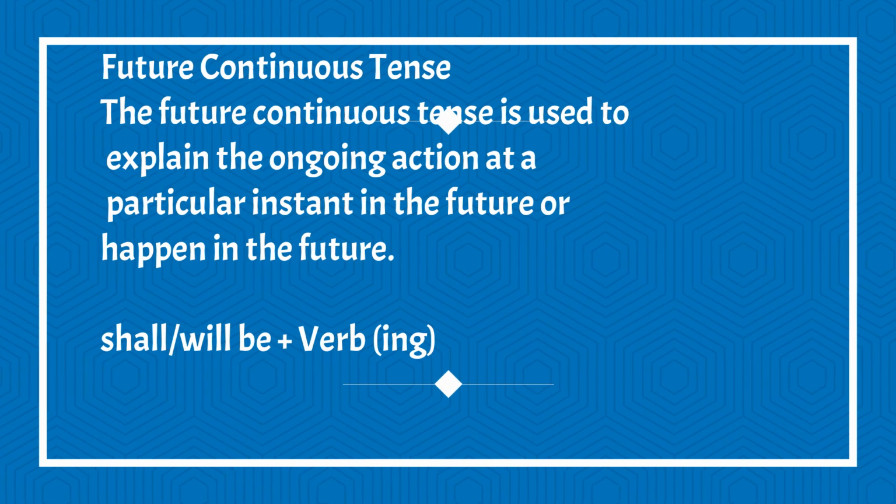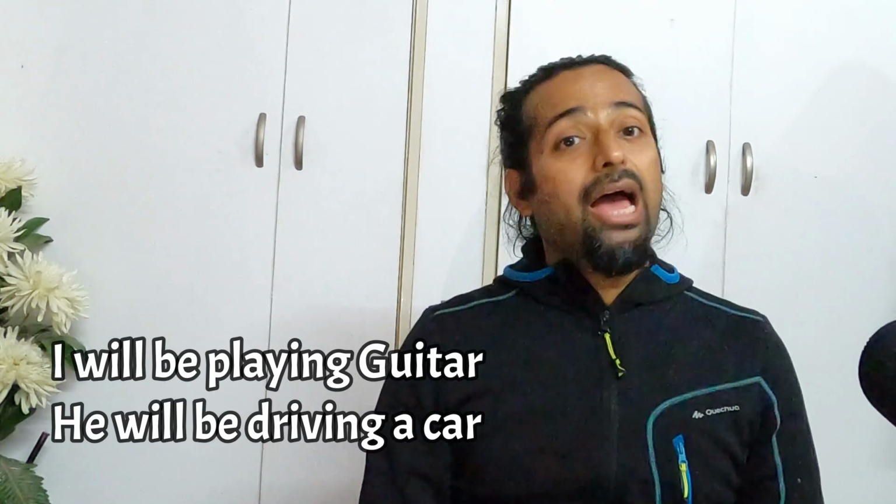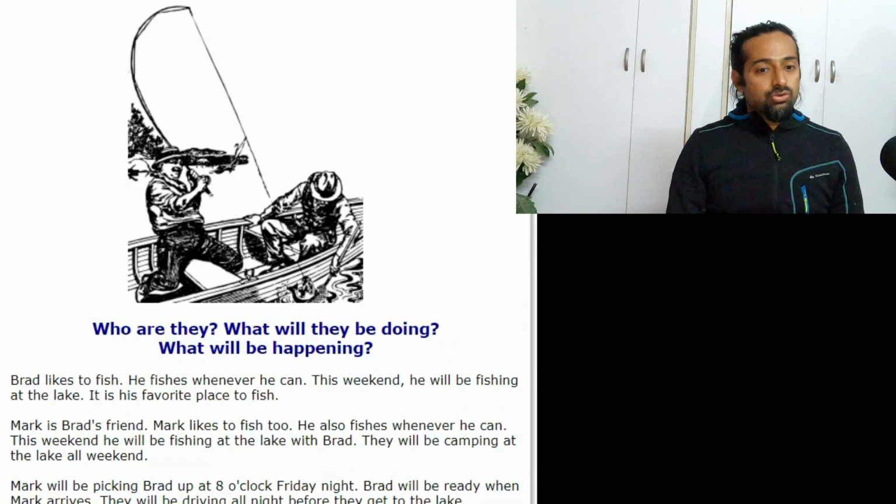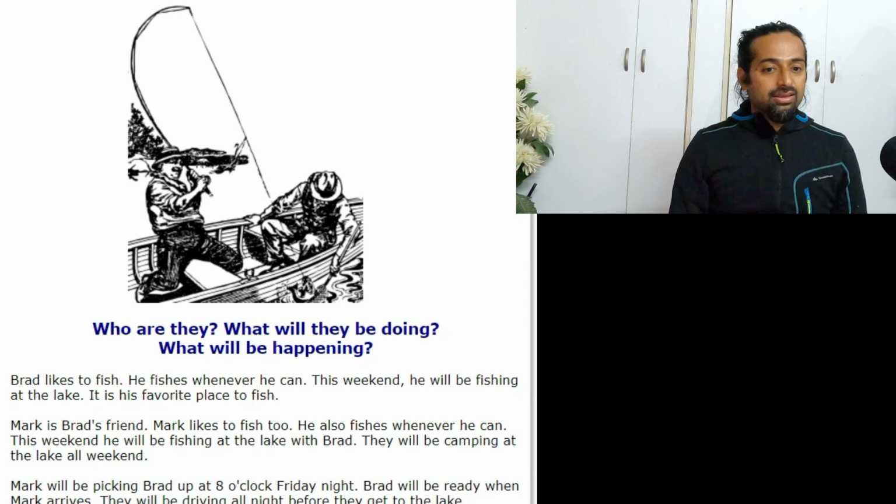Future continuous tense. The future continuous tense is used to explain the ongoing action at a particular instant in the future. Here, shall be or will be is used, plus ing form of the verb. For example, I will be playing guitar or I'll be driving a car. Story. Brad likes to fish. He fishes whenever he can. This weekend, he will be fishing in the lake. It is his favorite place to fish.